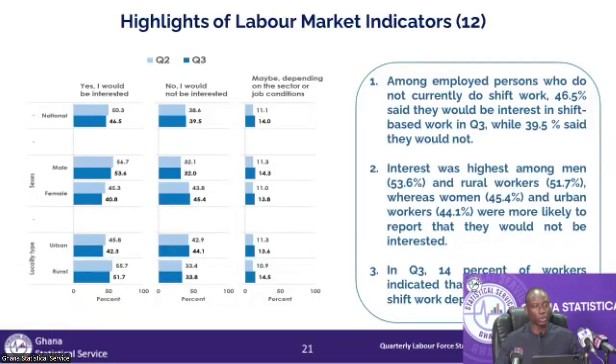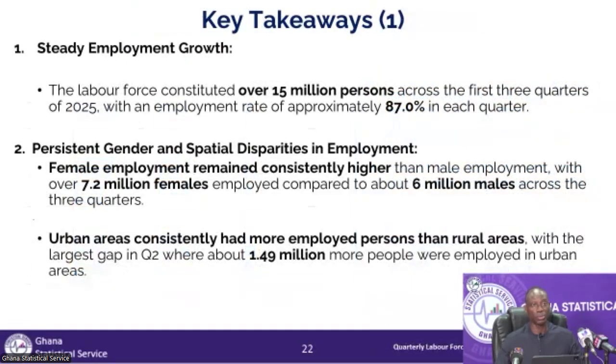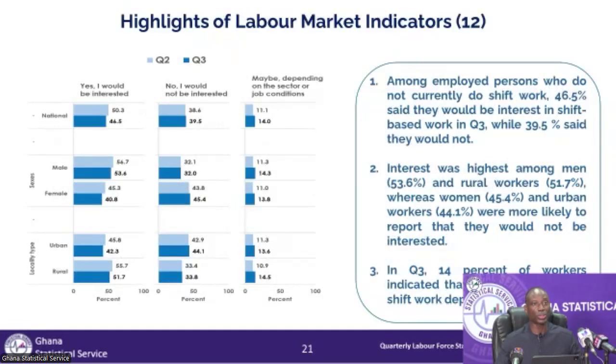The data also shows that women and urban workers were more likely to report that they would not be interested in shift-based work. This signals potential for a 24-hour economy if the right protections and the right incentives are provided. Given that we have, at minimum, about 47% of those who are not already in that shift-based work wanting to embark on those.